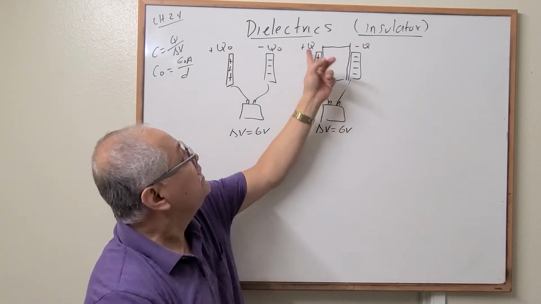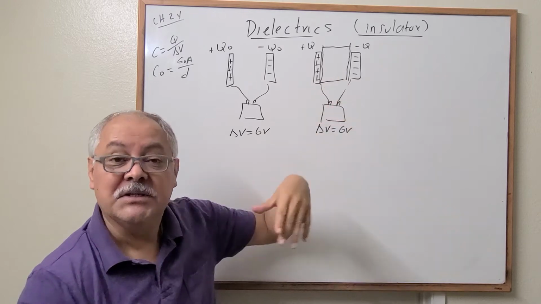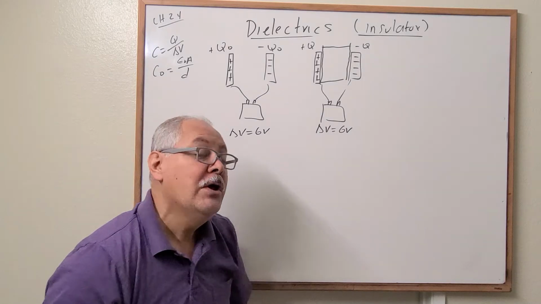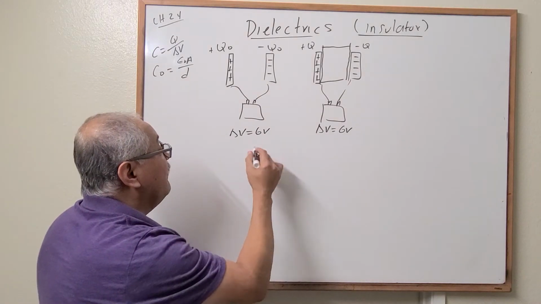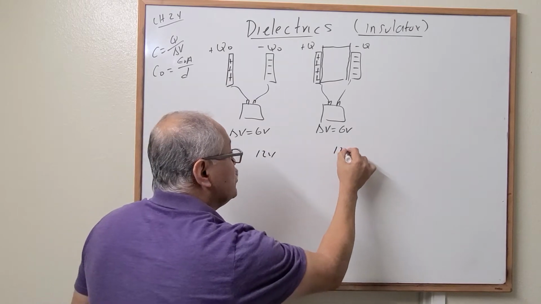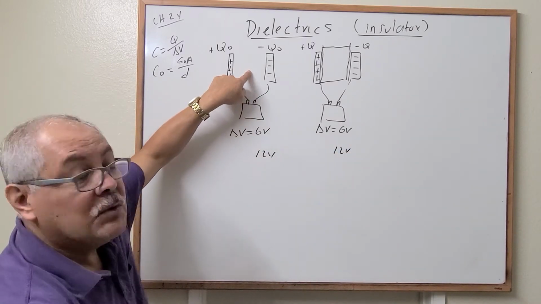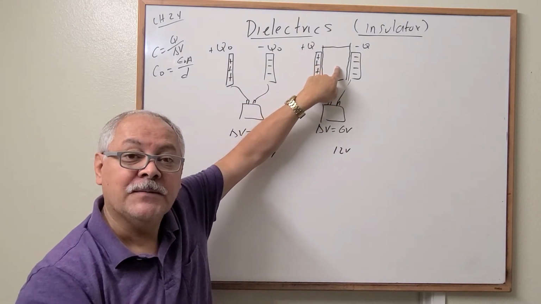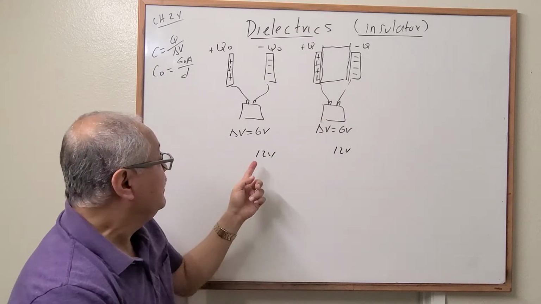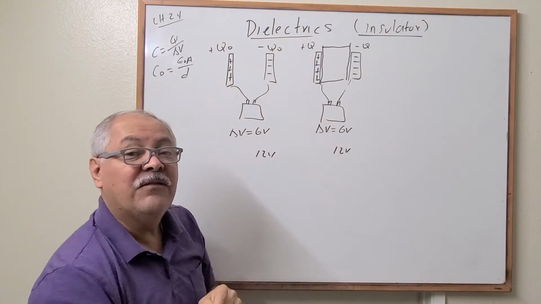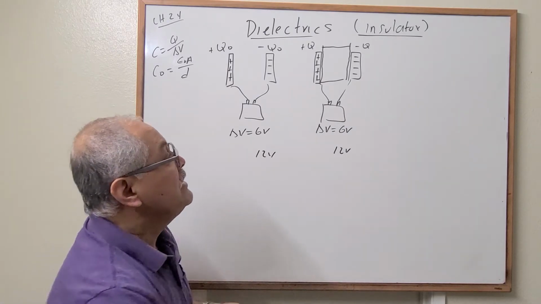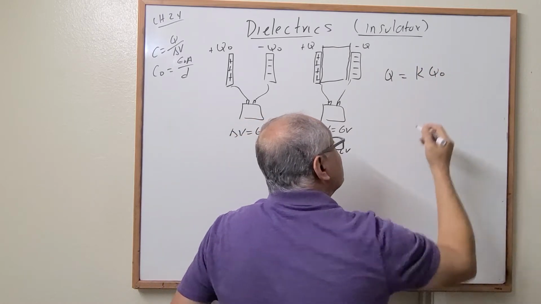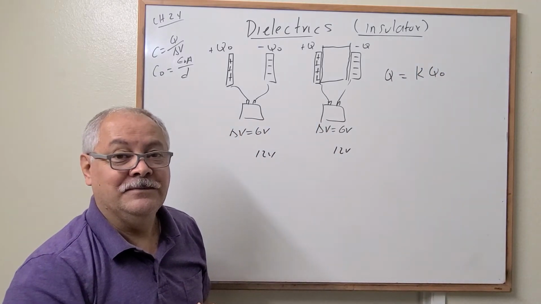What happens if we introduce an insulator? Well, it's found by experiment that the charge increases by a factor. Now, imagine that we increase the voltage, let's say to 12 volts. At the beginning, we have more charge without the insulator, but when we place the insulator, the charge increases. But the factor is the same, whether using 6 volts or 12 volts. Means that in this case the charge is equal to a factor times the initial charge.